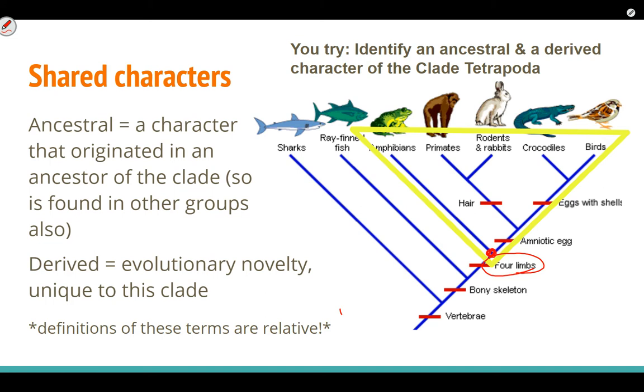What about the ancestral characters? What could you say for that? Yeah, bony skeleton or vertebrae. Either one of those would be considered ancestral. Questions about those words? So it's relative, depending on what part of the tree you happen to be studying at that moment, which are derived and which are ancestral.